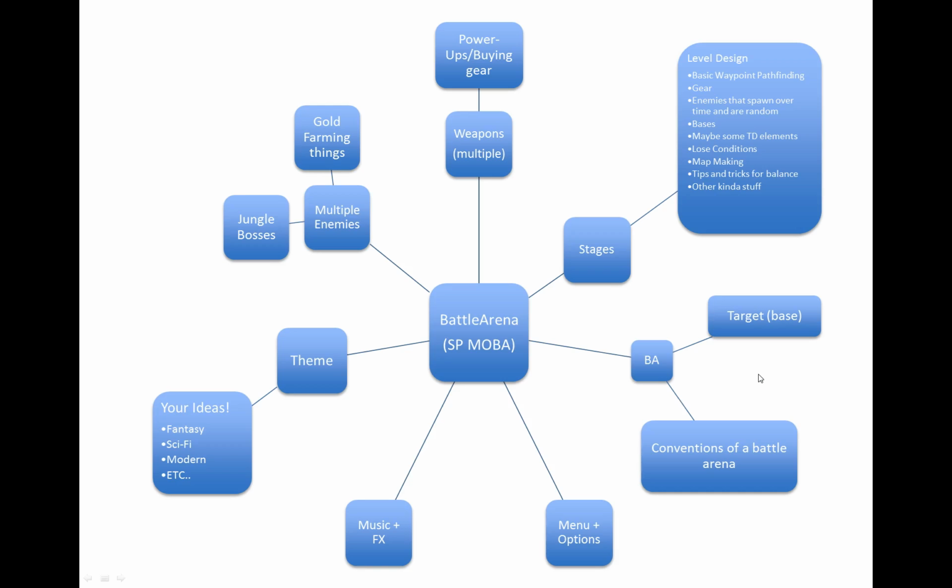And if we keep going clockwise, we find the same thing. Battle arena. Normally you have a target, and normally enemies spawn and attack you, all those conventions. Now if we keep going clockwise, menu and options, and music and FX. Now if we go to the left of battle arena, clockwise again, we find theme, the exact same thing that we had before. All these things are going to have these bottom three options.